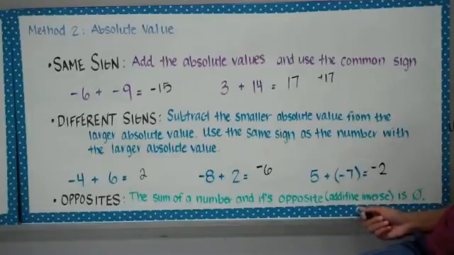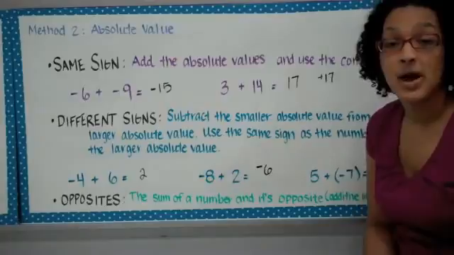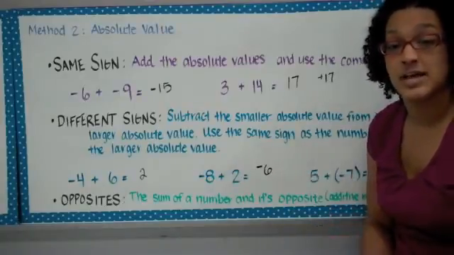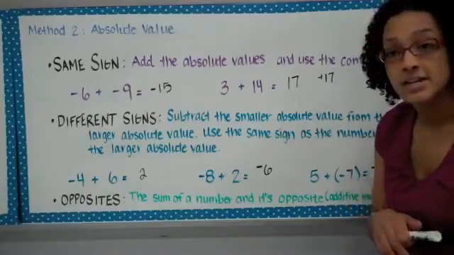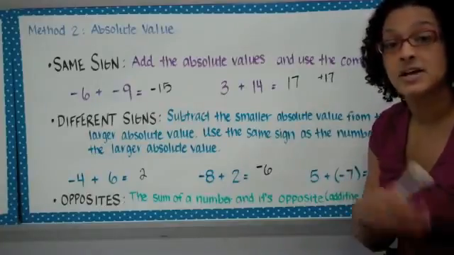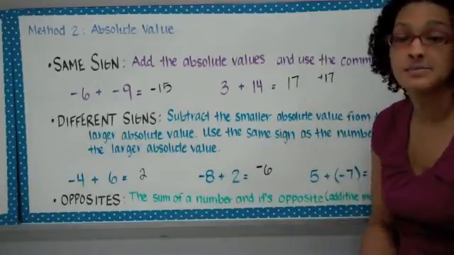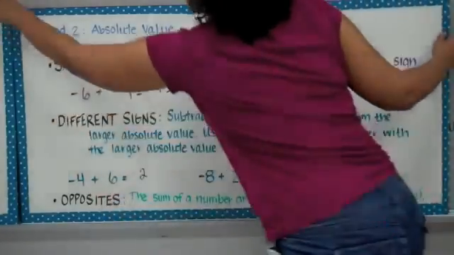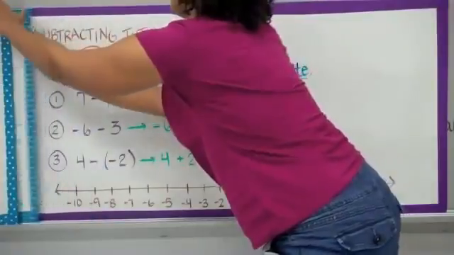This vocabulary word, additive inverse, is not something that you have to know right now, but it's a fancier word for saying opposite. So 7 has an additive inverse of negative 7, and the sum of those two numbers is 0.